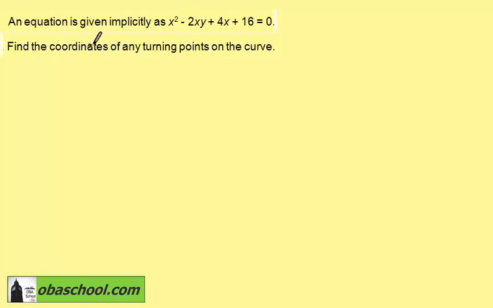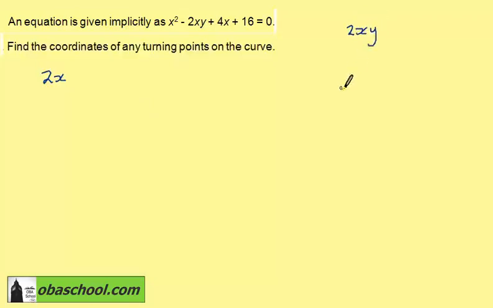An equation is given implicitly as x squared minus 2xy plus 4x plus 16 is equal to 0. We want to find the coordinates of any turning points on this curve. So, let's start by differentiating. We're differentiating with respect to x, so x squared becomes 2x.